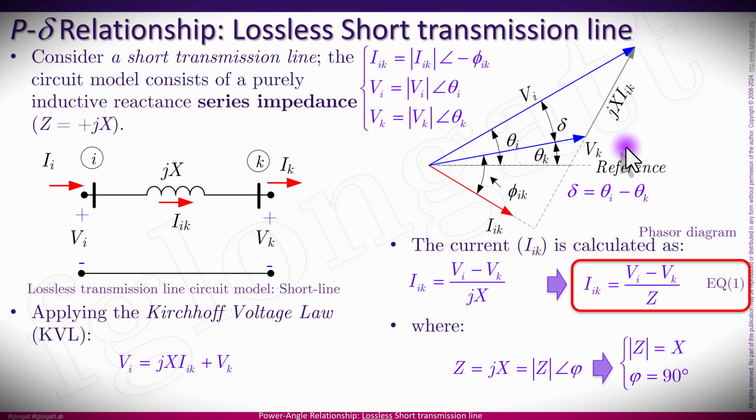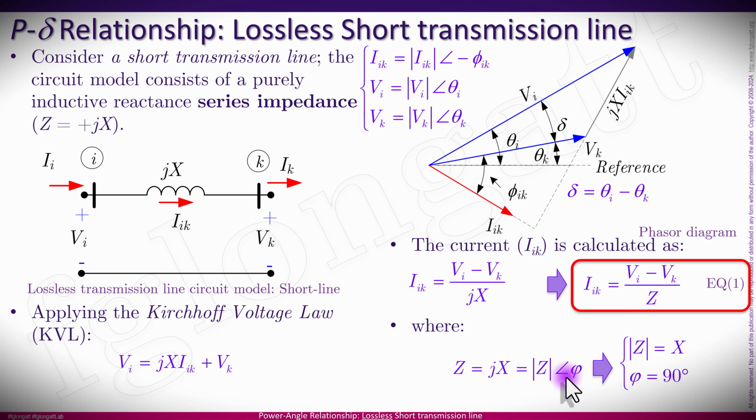So this is the classical phasor diagram that we will find when we are using the lossless transmission line model, and in this case it is a short transmission line. From the equation that we create using Kirchhoff's voltage law, we can extract the current. The current will be the sending voltage minus the receiving voltage divided by the series reactance, in this case the X. Equation number one is this same equation, but now I am using the impedance notation.